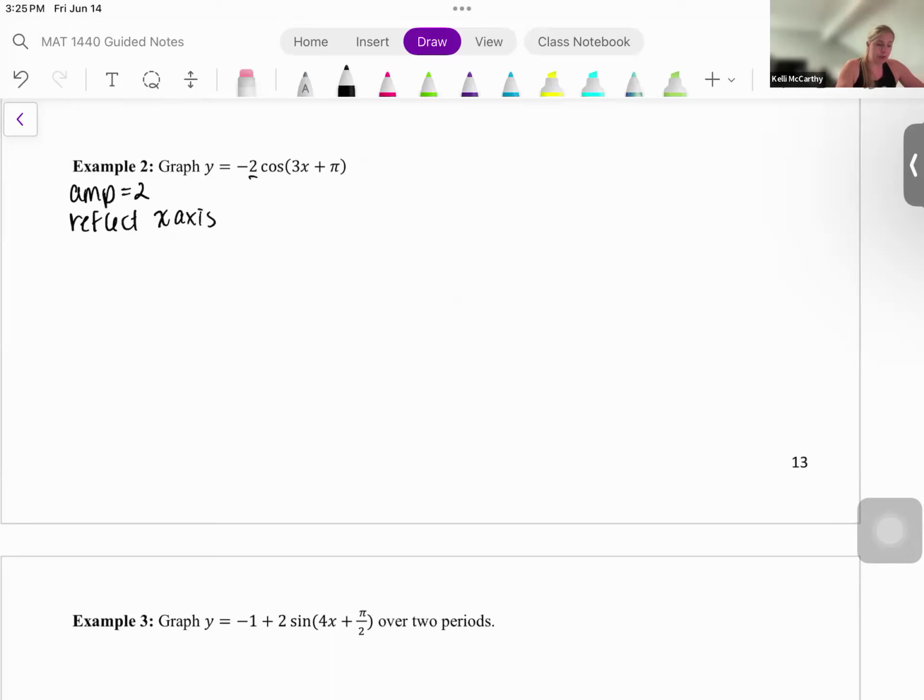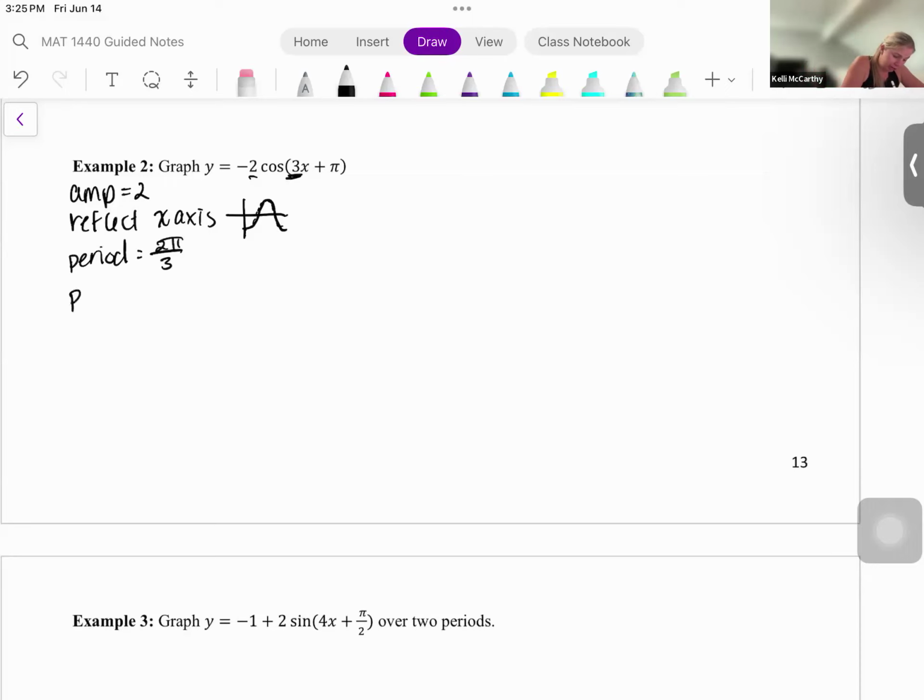Since this is a graph of cosine, I like to give a quick sketch of what that looks like. It's going to start at a minimum instead of a maximum. The frequency is 3. So to find our period, it's going to be 2 pi over 3. We can't simplify that, so we're going to leave it just like that.